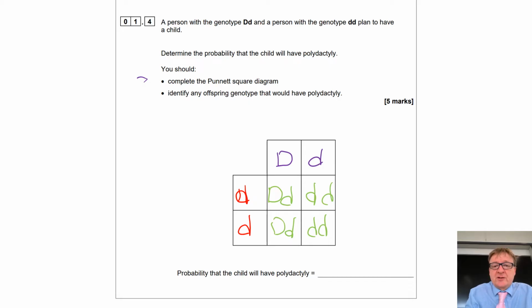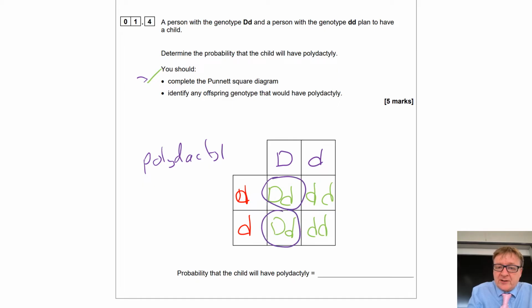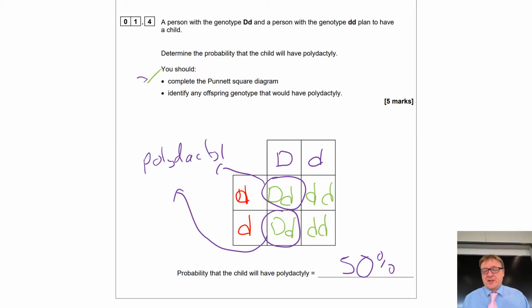Now let me just go back to the question again. Complete the Punnett square diagram. Done that. Identify any offspring genotype that would have polydactyly. Okay, now I'm not quite sure what it means by identify, but what I'm going to do is say polydactyly, and I'm going to say that one has and that one has. So that has and that has. Okay, they're the ones. Probability that a child will have polydactyly, 2 out of 4 is 50%. So we're always doing it as a percentage.